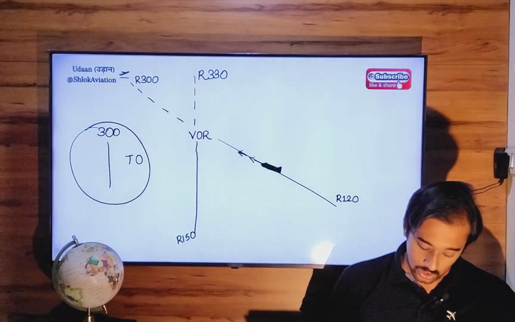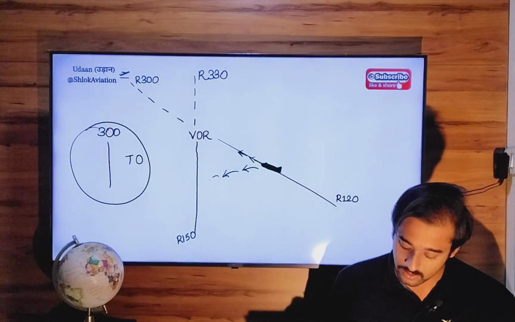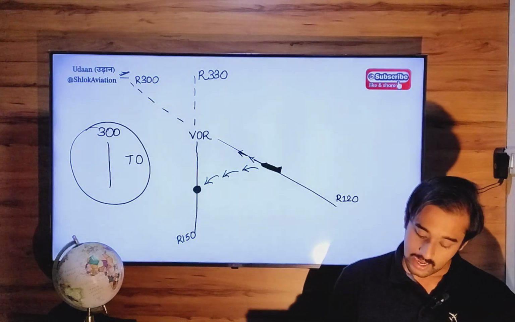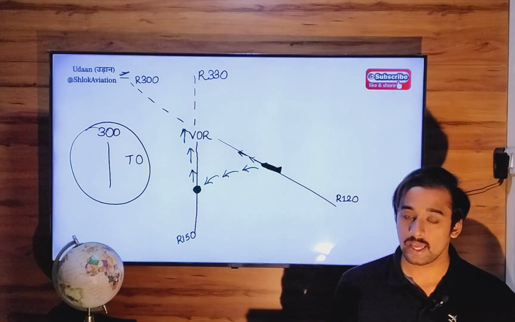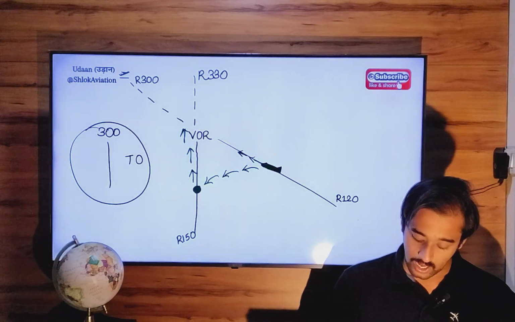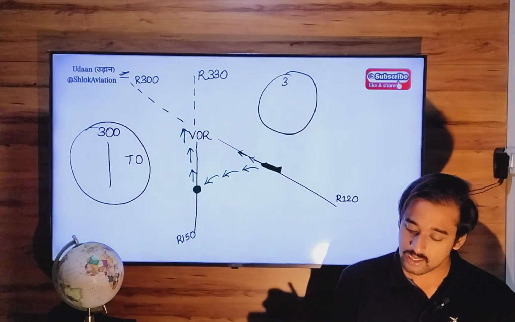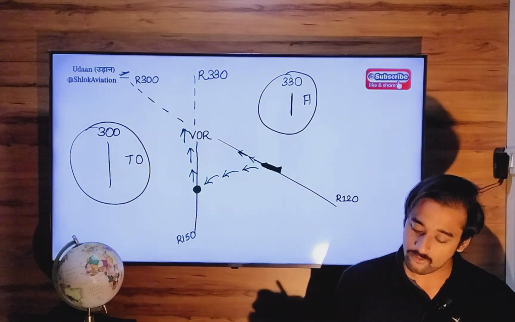It will tell you to go to the left hand side so as to intercept radial 150 and then fly inbound towards the VOR. Once you fly inbound towards the VOR and after overflying it, the OBS selection will remain 330, needle will remain in the center and 2 will become prompt.